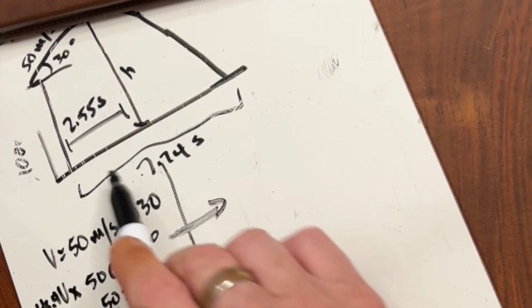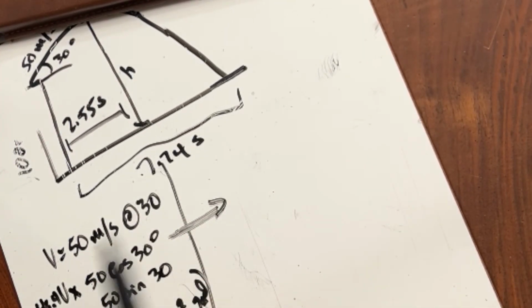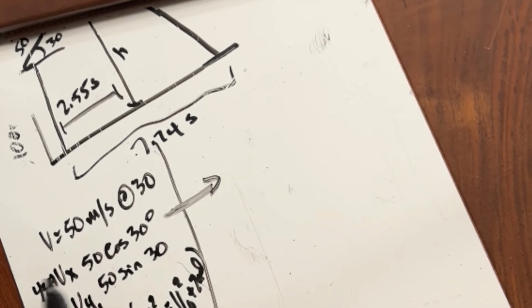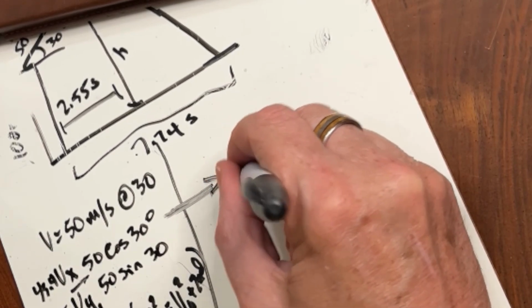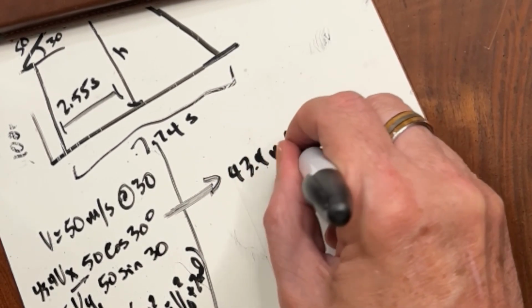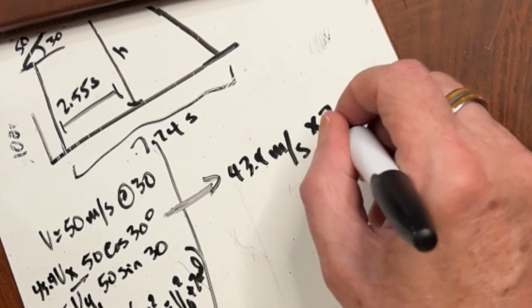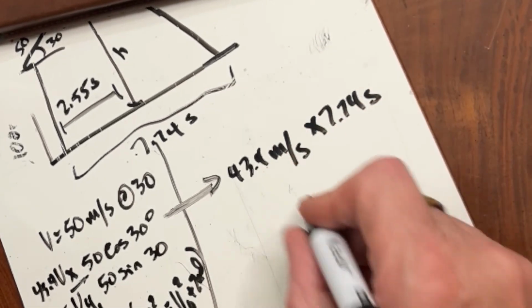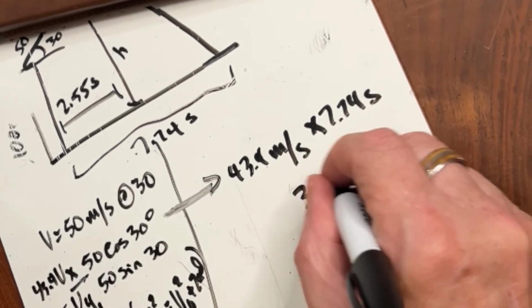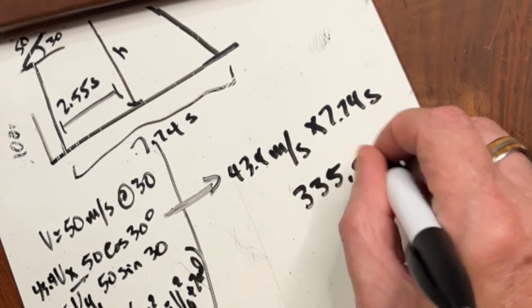Now solving for the total distance here is actually pretty straightforward. We just take the x component of velocity, which is 43.4 meters per second, times 7.74 seconds. And that comes out to 335.9 meters.